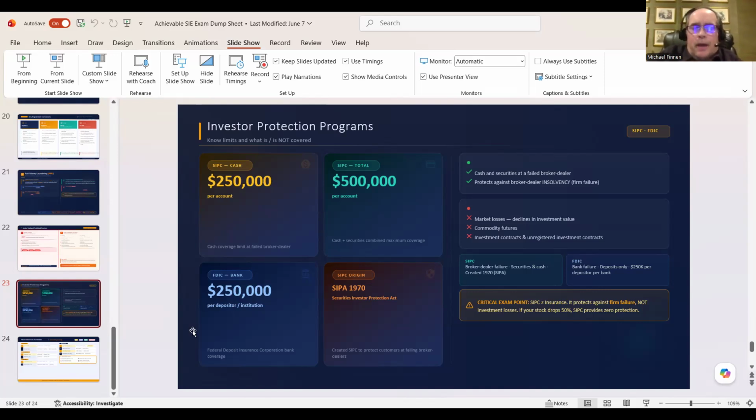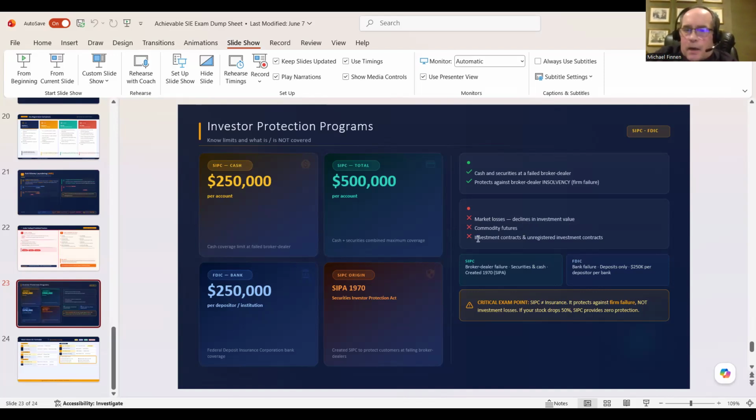FDIC covers banks. By the way, this is per account. Banks are $250,000 per account. If a bank fails, it's $250,000 per account per depositor. So if you have an individual account and a joint account and then your kids each have an account, each one of them gets covered for $250,000. But if you have an individual account and then another one in your same name, that limits yours to only $250,000. Again, market losses do not count.